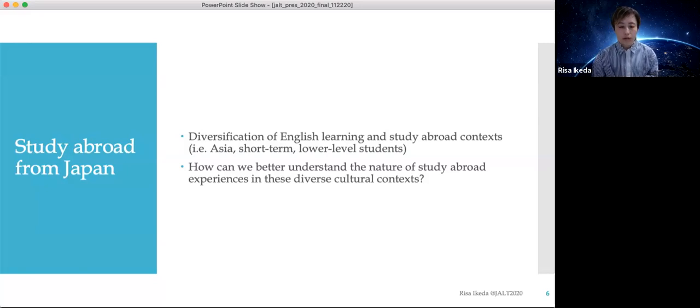And so when I wanted to research this, I wanted to find out what is an appropriate way to research short-term study abroad experiences. When people go to, for example, an Asian context, or contexts that wouldn't have been mainstream or in the native English-speaking sphere, these studies are not as common yet, and so I've been trying to find ways to research this kind of context.